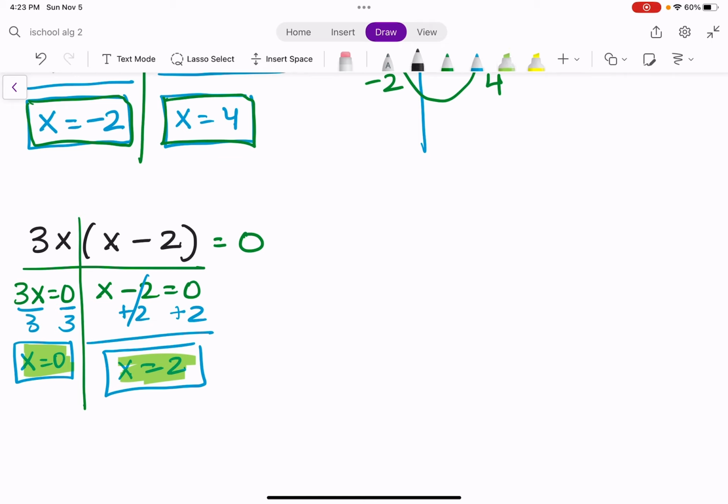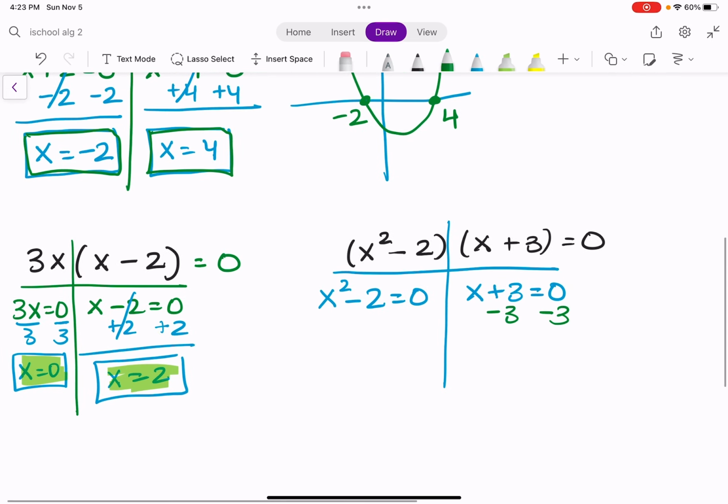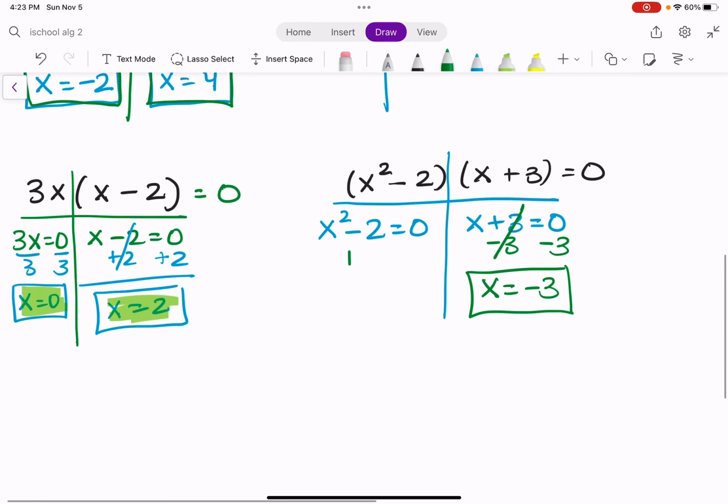Let's do another. Let's say you do grouping and you get something like this: x squared minus 2, x plus 3 equals 0. Again, we're going to set each thing equal to 0. So we have x squared minus 2 equals 0, and we have x plus 3 equals 0. Now the x plus 3 is super easy, right? We subtract 3 on both sides. We get x equals negative 3, right? And then here we're going to start by adding 2 on both sides, because we want x by itself. We have x squared equals 2.